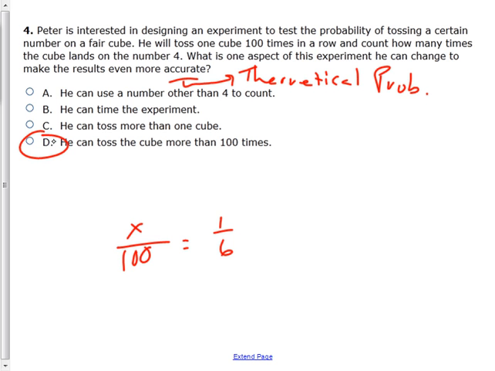And that's kind of the idea, is the more trials you do, the more experiments you do, your experimental probability should get closer to your theoretical probability. We would never say or never expect them to be equal, but in order to get them closer, you should do more experiments.